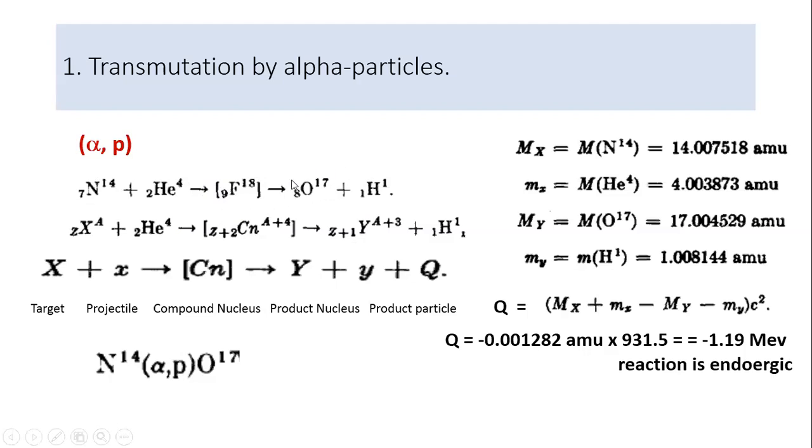So what is important? Maybe I will skip the product nucleus, or maybe skip the product particle, or skip the projectile, or skip the target. If any one of them is skipped, you can fill the blanks by using the balancing of the nuclear reaction. So this is the general equation. So what is happening over here?